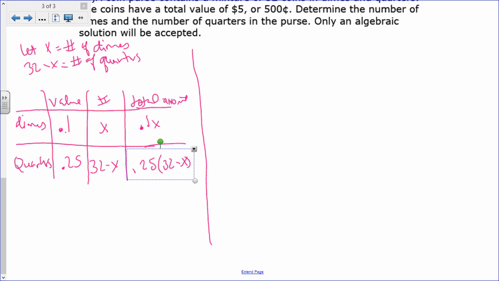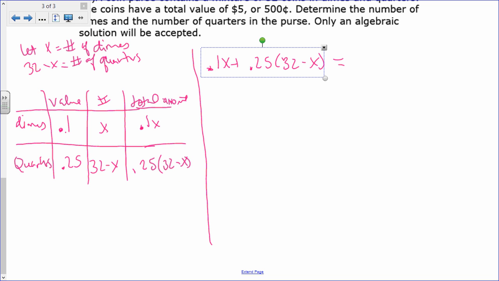Now I need to write an equation. I'm trying to find a total value, which means I need to add them. So I have 0.1x plus 0.25 times 32 minus x is equal to the $5. So it's just 5. It makes you feel better, put 0.00. So I have 0.1x plus, when I distribute that 0.25, I will get 8, and then minus 0.25x equals 5.